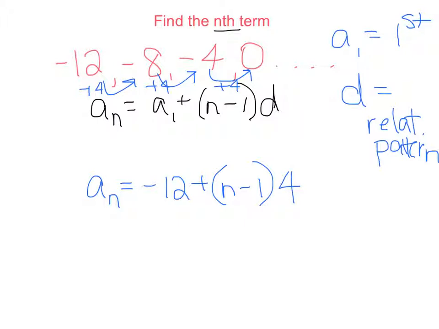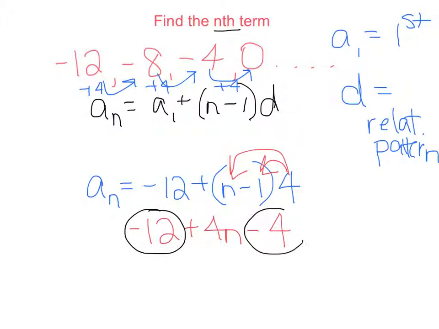Now from here, you start to solve through, and you get negative 12. Make sure you distribute the 4 into everything, so you get plus 4n minus 4. Now you can combine your like terms, and so you get 4n minus 16. So this would be an example of the equation for finding the nth term.